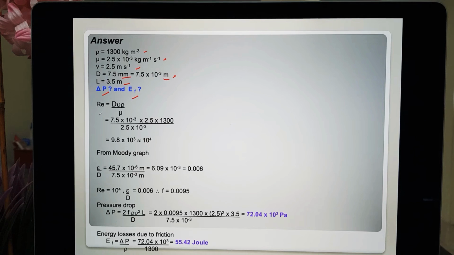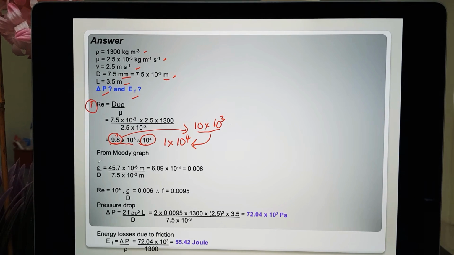So what will be the values for pressure drop as well as the energy loss due to friction? The first thing you need to do, first step, is calculate the value for Reynolds number. The calculation for the value of Reynolds number is 9.8 times 10 to the power of 3. And when you round off the value, it becomes 1 times 10 to the power of 4, because 9.8 is very near to 10 times 10 to the power of 3. So the answer is almost equivalent to 10 to the power of 4. You just round off the value.